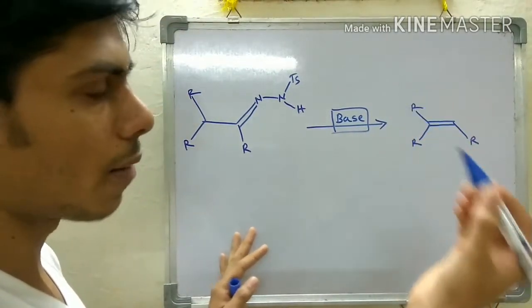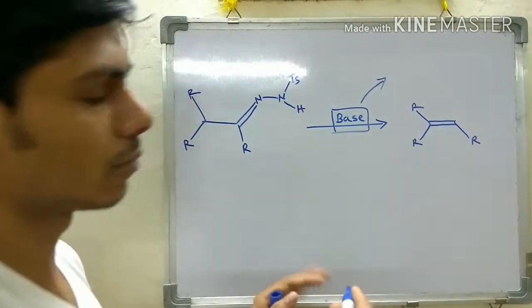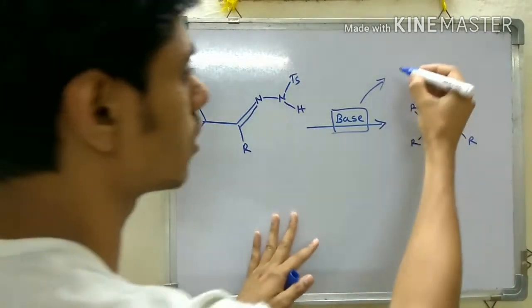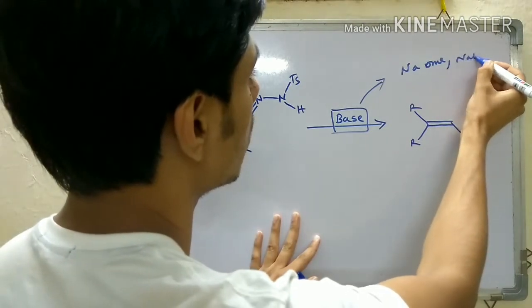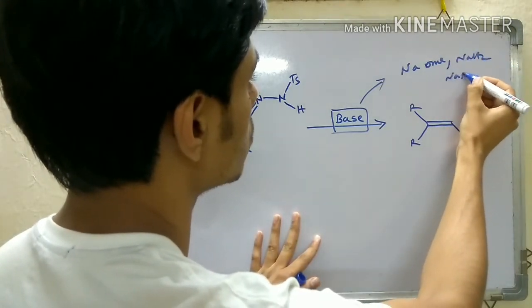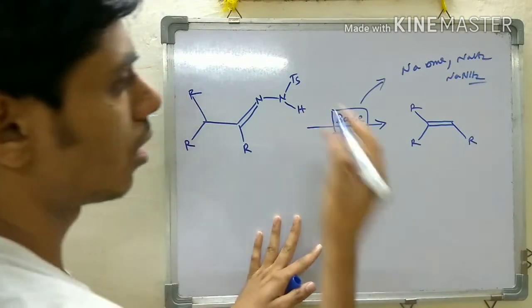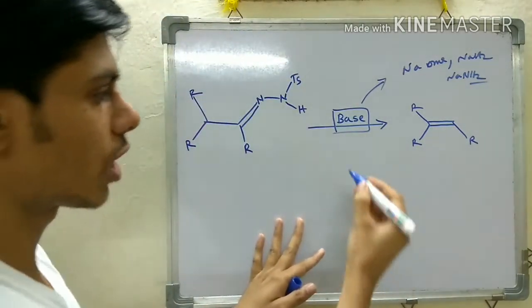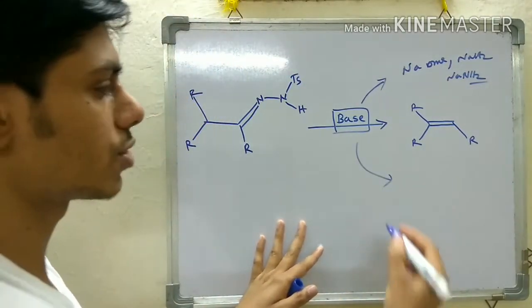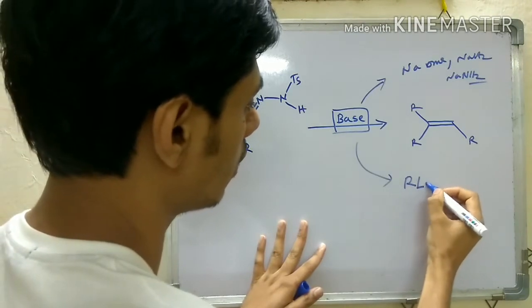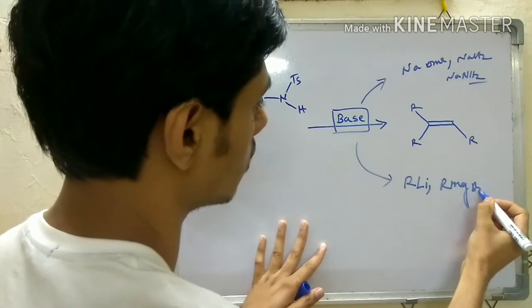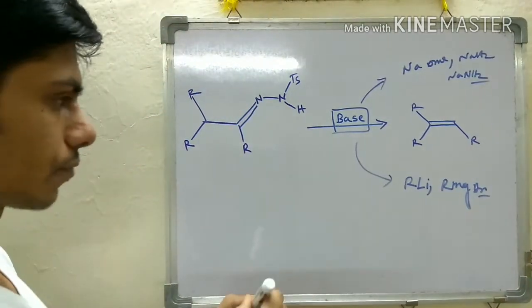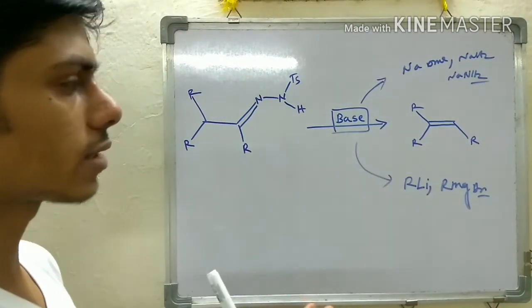In case of the Bamford-Stevens reaction, the basic conditions are mild, like sodium methoxide, sodium hydride, sodamide. But in case of the Shapiro reaction, the bases are very strong, like alkyl lithium or magnesium reagent, that is Grignard reagent.